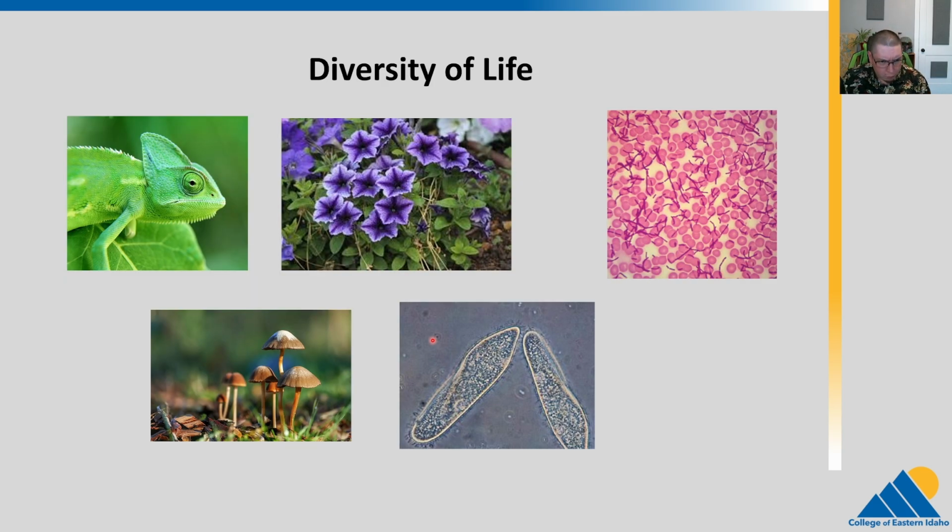Okay. How do we group living things? Like, how do we group species and what's related to what? All right. So, I have a bunch of different organisms here. We have like a gecko thing here, a little lizard. We have a plant, petunia. We have some bacteria swimming around next to these red blood cells. We have a fungus here, and we have a paramecium or amoeba, little single-celled eukaryote.